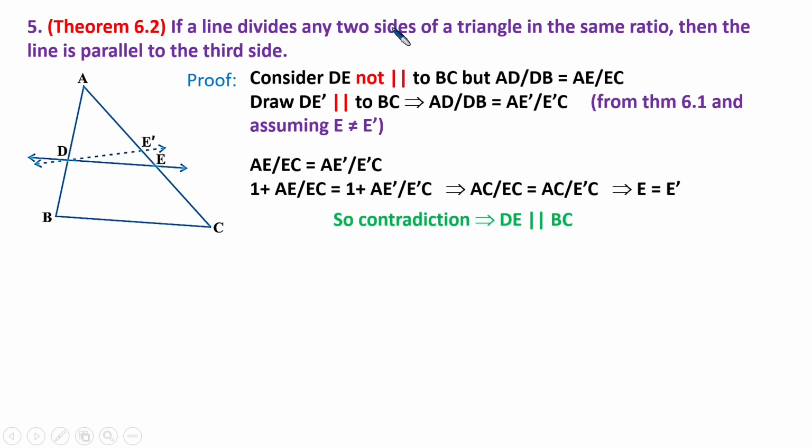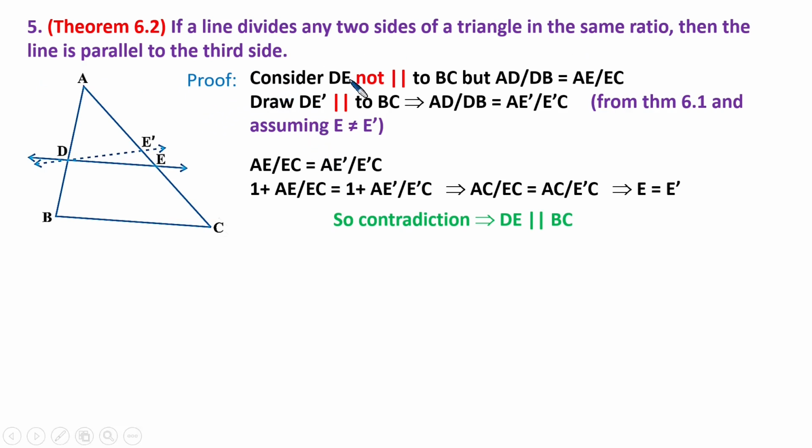It says if a line divides any two sides of a triangle, say this side and this side, and if these ratios are the same, that is AD by DB is equal to AE by EC, then this line is parallel to the third side. Okay, this is what is written. So if a line divides any two sides of a triangle in the same ratio, then the line is parallel to the third side. Now let us prove this by contradiction.